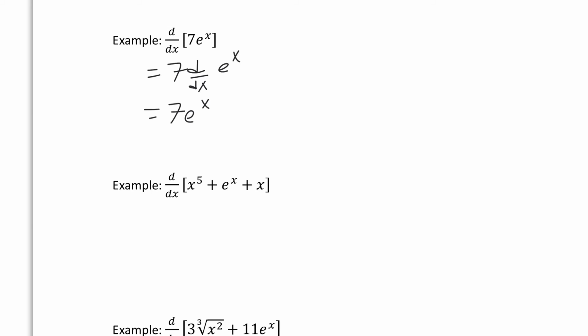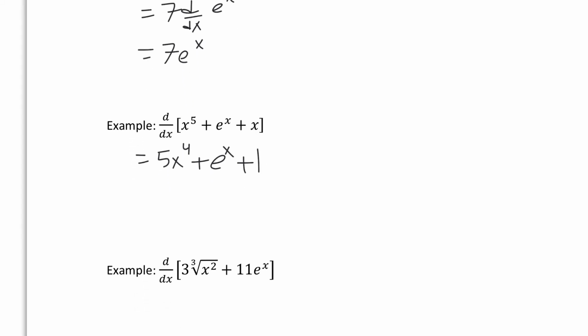Let's do the derivative of x to the 5 plus e to the x plus x. First we'll get 5x to the 4, then we'll get e to the x, and then we'll get 1. And there you have it. Again, these derivative questions are pretty quick once you learn the rules, and of course once you prove the rules.